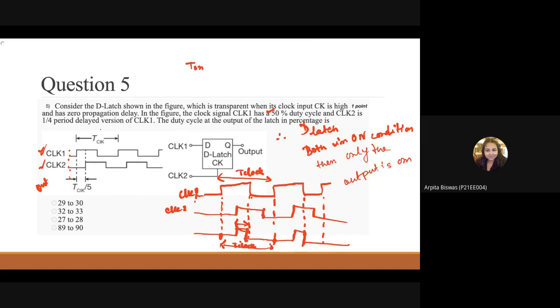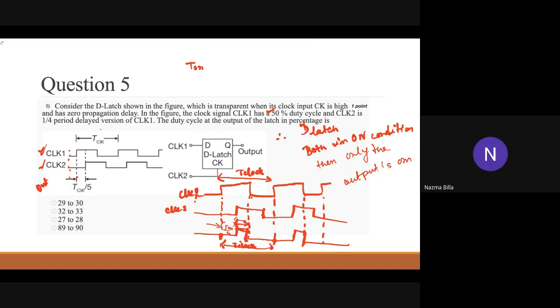And also it is given, see, this portion. It means this one and this one. Here this portion is T clock by 5. Now tell me what is the value of only this T1 condition. How will you find out?